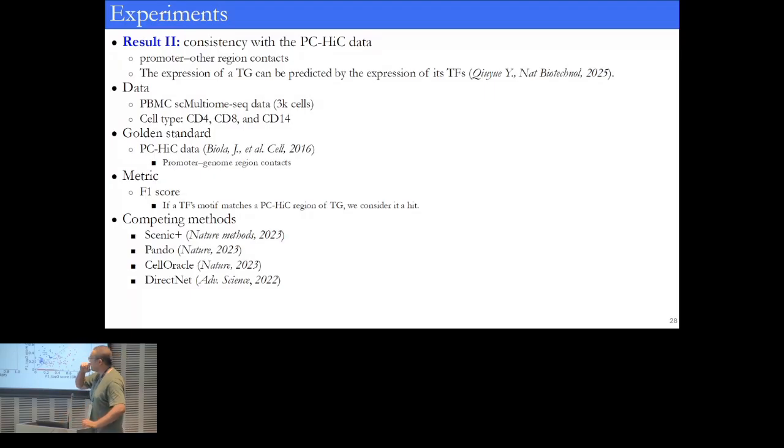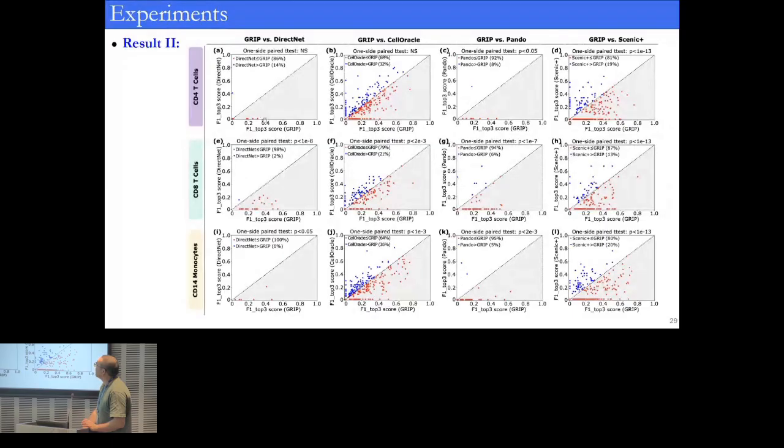Similar to before, each dot represents a target gene. The X coordinate is the F1 score achieved by our method. The Y coordinate is the F1 score achieved by the competing method. But this time we should look at the bottom right part. If a point falls in this part, it indicates our method achieves a higher F1 score than the competing method. And if you take a look, the majority of the points fall in that corner, which indicates our method achieves a better F1 score in this sense.